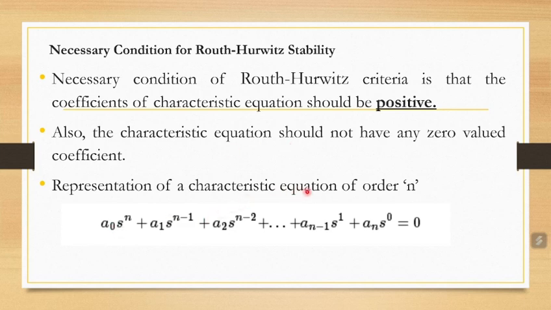This is a representation of a characteristic equation for an order n. So we will have the equation in this fashion: a naught s power n plus a1 s power n minus 1 plus a2 s power n minus 2, and so on, plus a of n minus 1 s power 1 plus a of n s power 0 equal to 0. So this is how a characteristic equation will be represented. Here n represents the order of the characteristic equation.